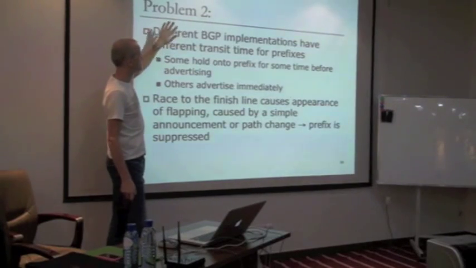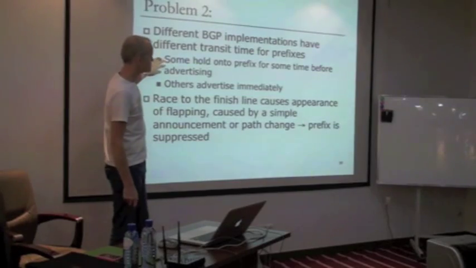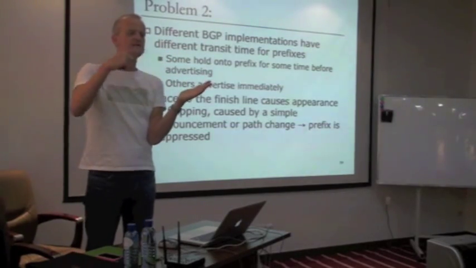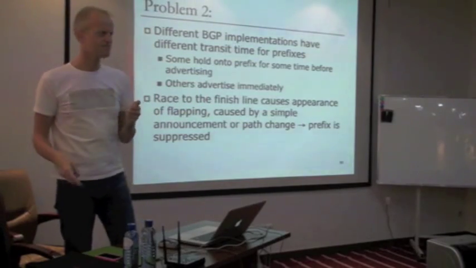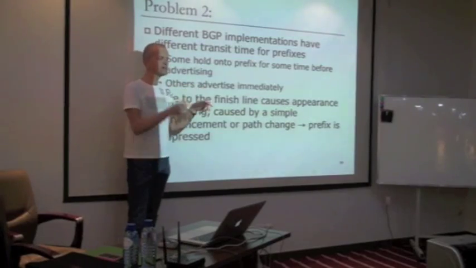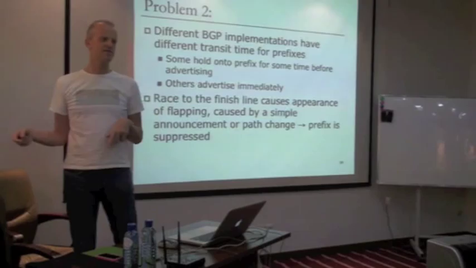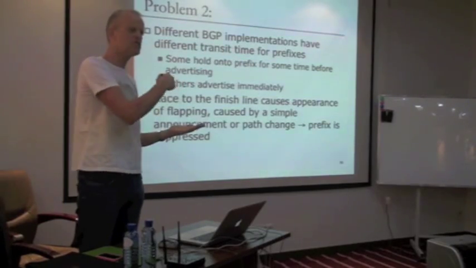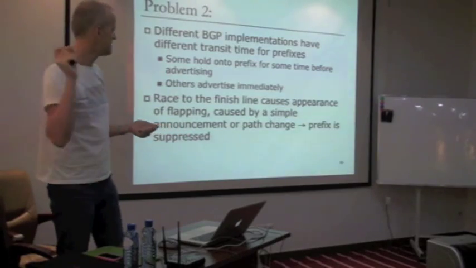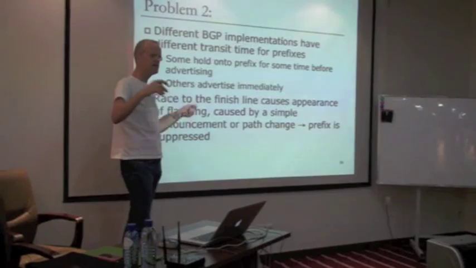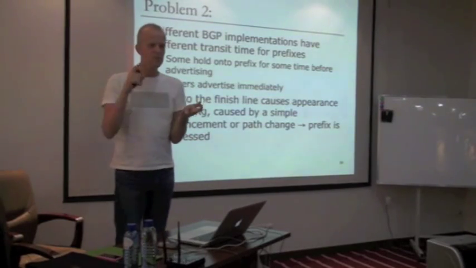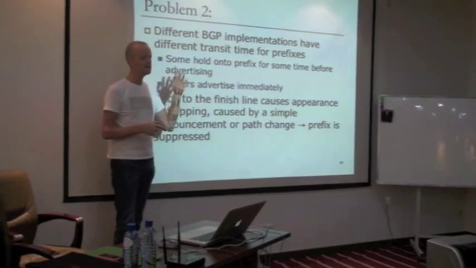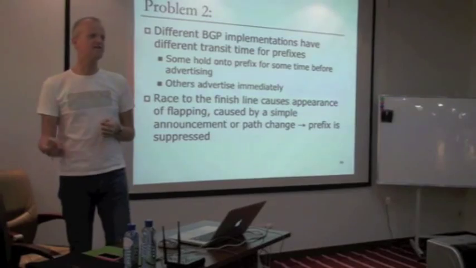Also, different BGP implementations have different transit times for prefixes. Some hold on to the prefix for some time before advertising. So if you send a BGP update to a Cisco router, it will only send the update onwards at a predefined interval. Whereas if you send a BGP announcement to a Juniper router, it sends it on immediately. It doesn't wait for a predefined interval. So if your prefix is announced through networks that are mostly Cisco, it takes a few minutes. If it goes through networks that are mostly Juniper, it goes instantly. So the problem is ISPs along the path who interconnect see the best path changing all the time. When the best path changes, the AS path attribute changes, and it looks as though the prefix is flapping. It's not. It's simply the best path is changing because of the different transit times of BGP prefixes.